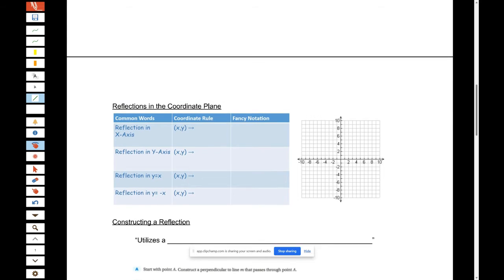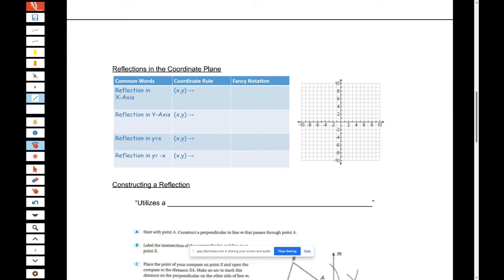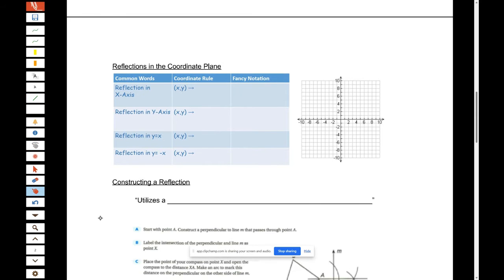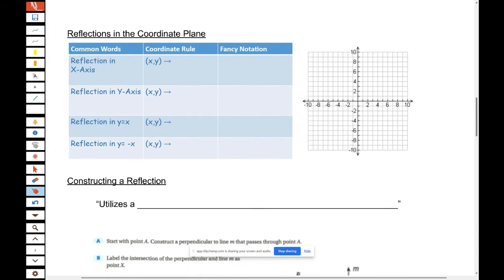All right, now let's talk about reflections in the coordinate plane. In class, we did a little discovery, so I'm just going to summarize those rules here. All right, so if we are going to reflect in the x-axis, we learned that for a point like 2, 3, if we flip it over the x-axis, it ends up at 2, -3. So that means xy goes to x, the opposite of y. So that's the rule for reflecting in the x-axis.